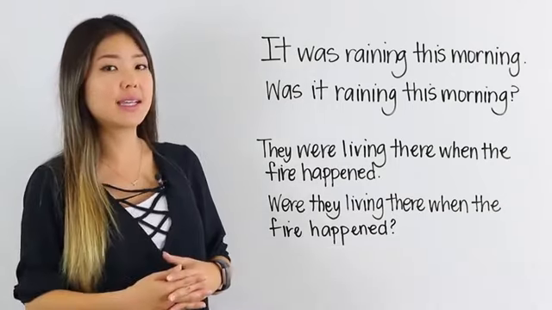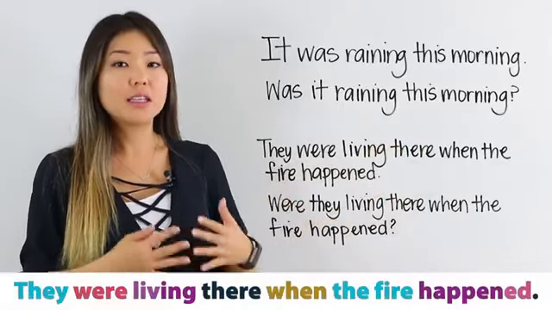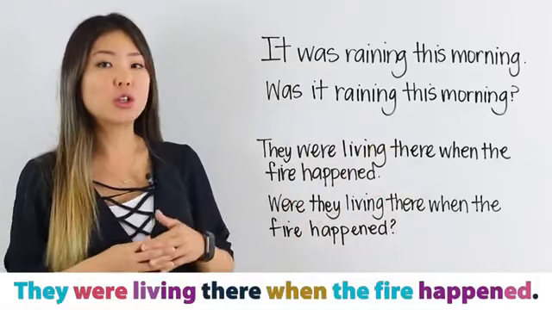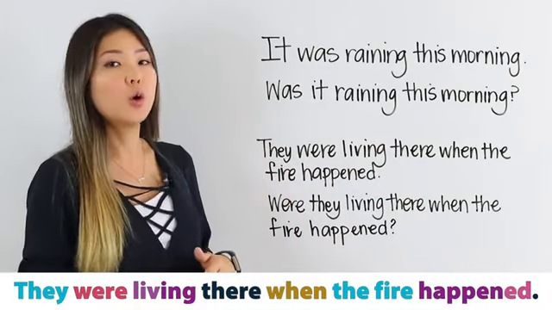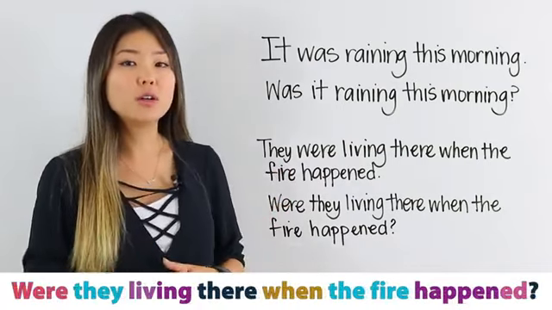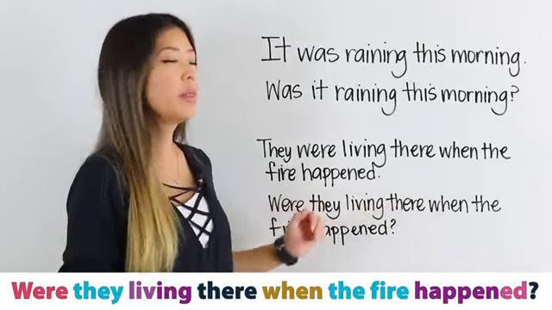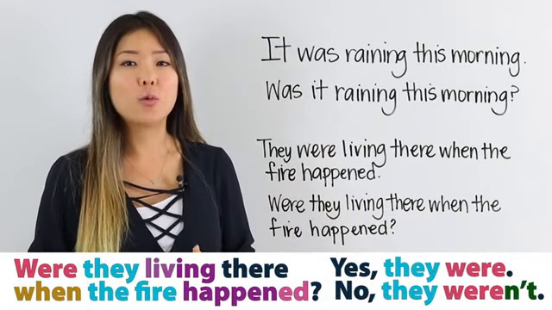The next statement says, they were living there when the fire happened. To turn this into a be question, again, we just switch the order of the first two words. Instead of they were, we say were they. And again, the rest of the words can stay in the same place. Were they living there when the fire happened? And you can answer by saying yes, they were, or no, they weren't.